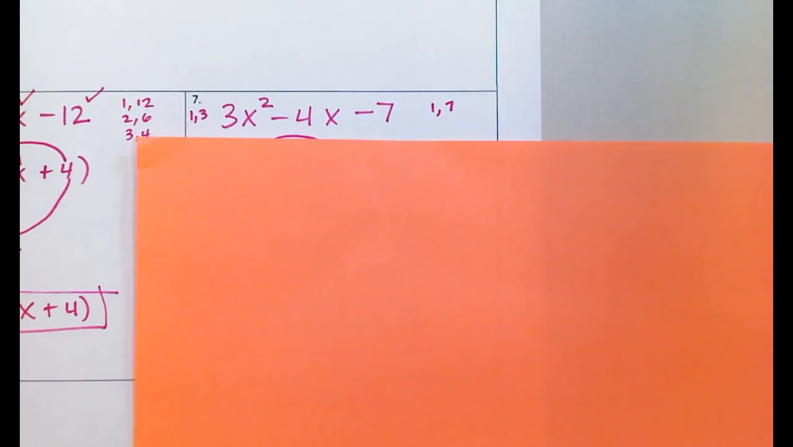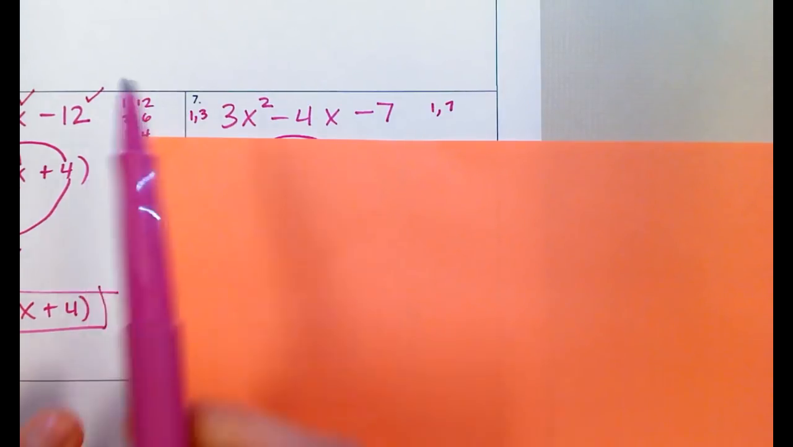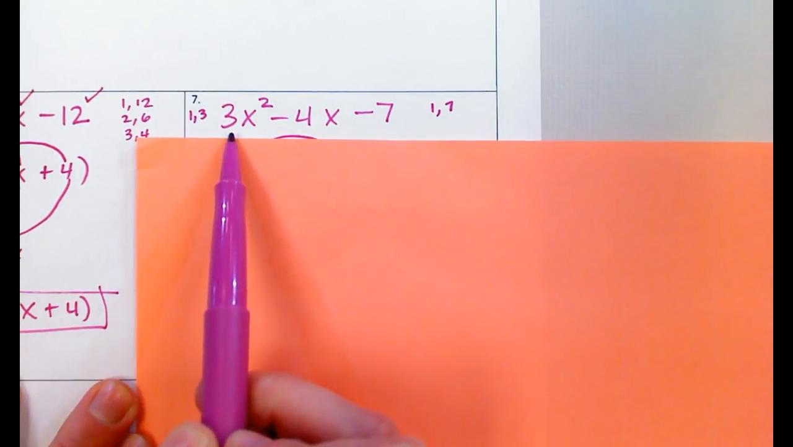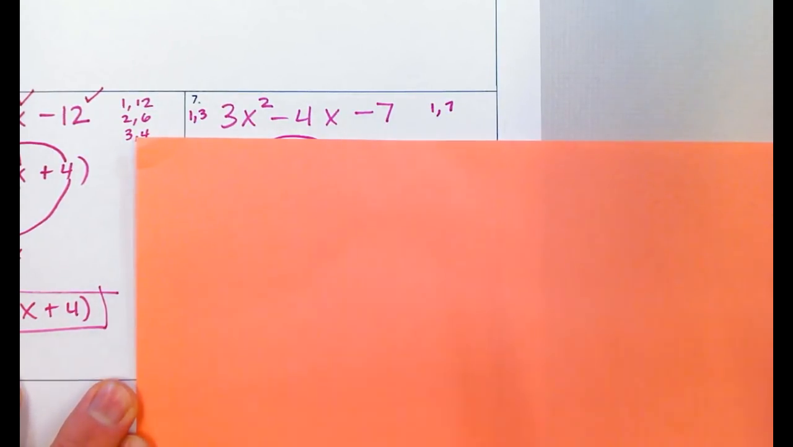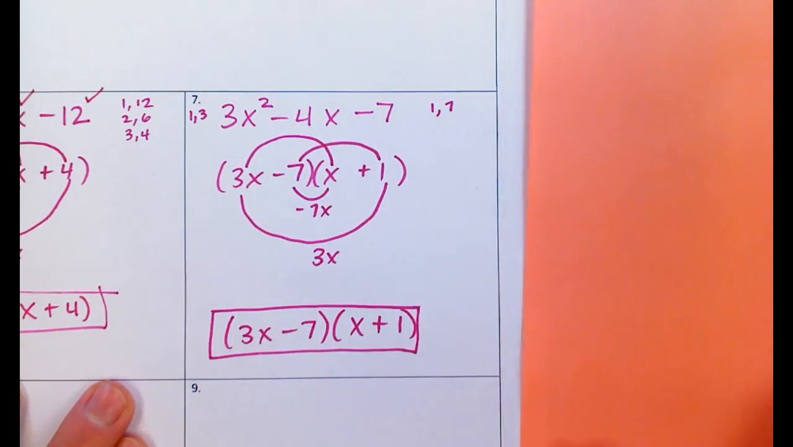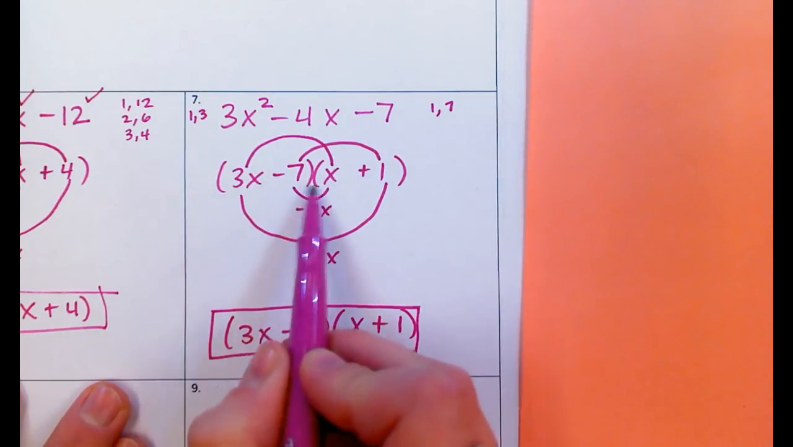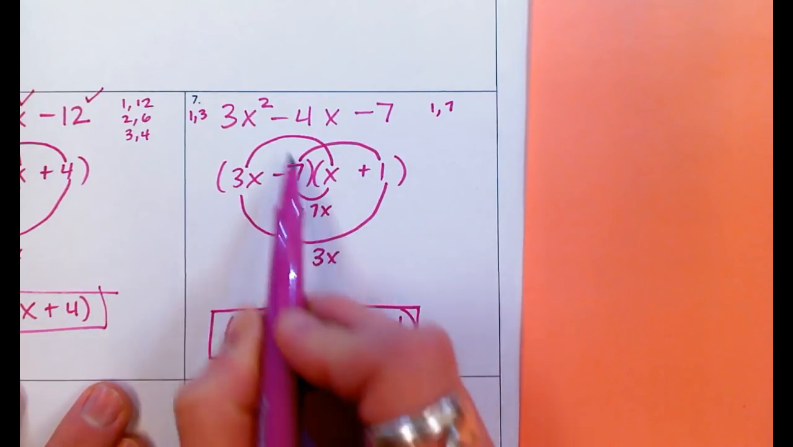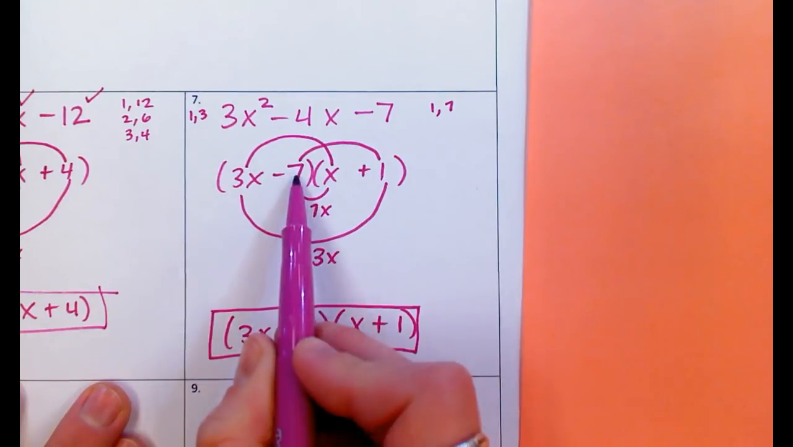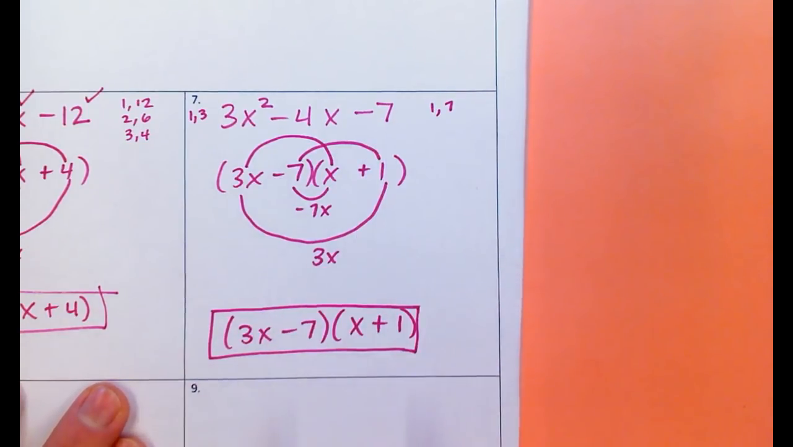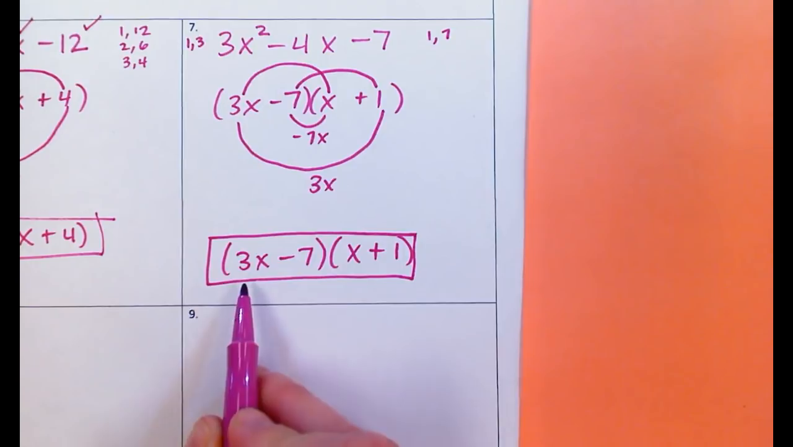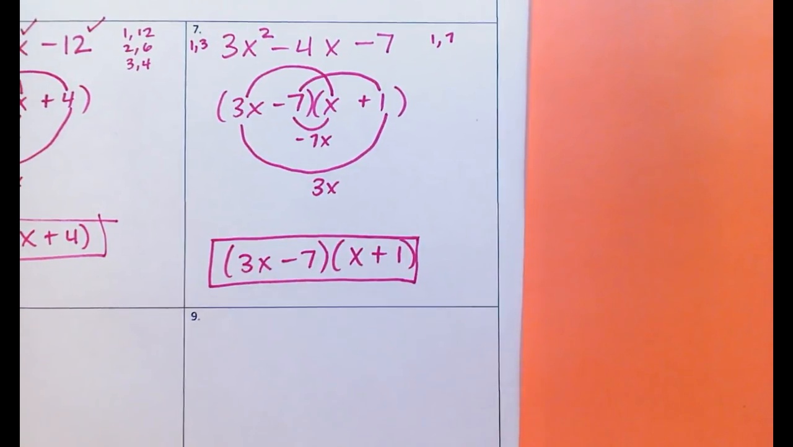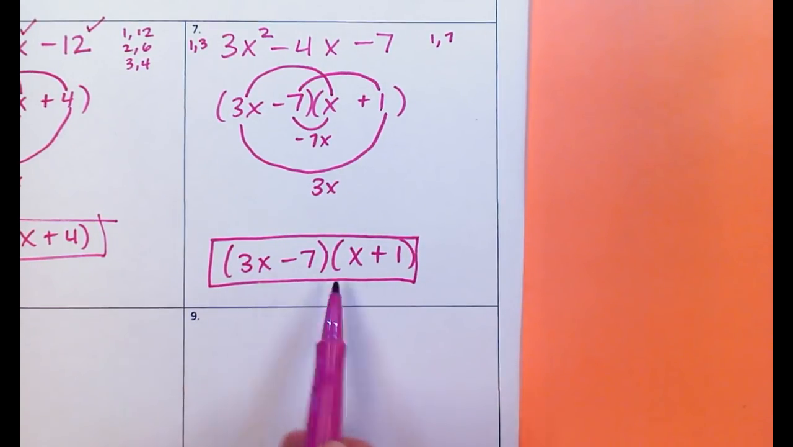All right, hopefully you've had time to work this one out. 1 and 3 were my factors of 3, 1 and 7 were my factors of 7, so both of these being prime, there weren't many possibilities. So I rearranged it until I found the correct combination. Multiplying these together, I have negative 7x, positive 3x, which adds together to my negative 4x, and negative 7 times positive 1 gives me negative 7. So my final answer was 3x minus 7 times x plus 1. Don't forget, the order can be flipped.